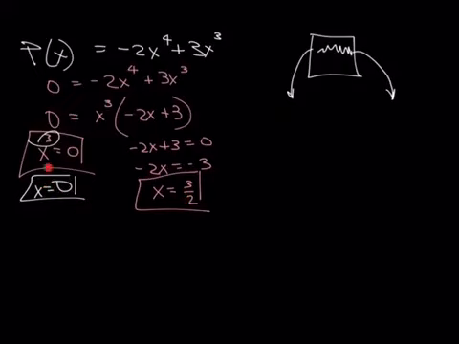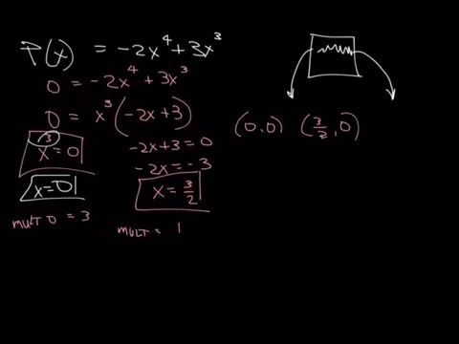So what does this tell me? It tells me that my multiplicity of 0 is 3, and my multiplicity over here, since there is only one answer, is 1. Okay? So my x-intercepts are (0, 0) and (3 halves, 0). Okay, so that's where it crosses. So I found more information here. I found the shape, and I found where it crosses.